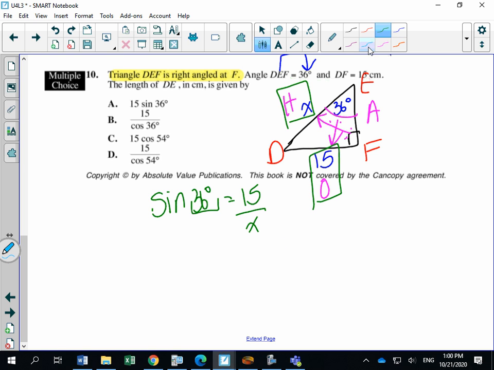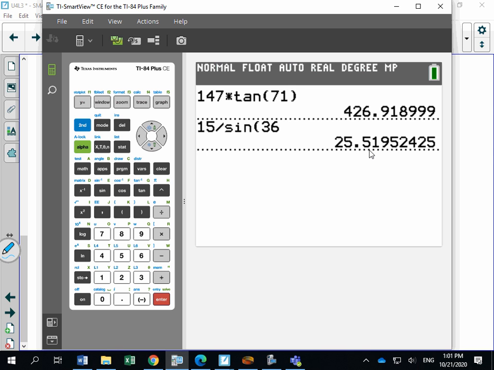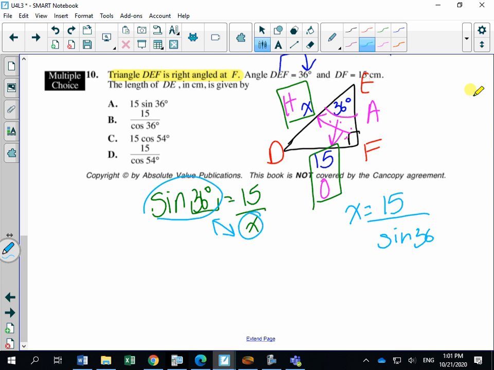Okay, so we're going to calculate what this answer is. So X is on the bottom. I got to do that switch. X is equal to 15 over the sine of 36. And then you look at your answers and you're like, well, wait a second. None of those answers are there. So here's what you do. Let's calculate what this is. 15 over the sine of 36. So 15 divided by the sine of 36 is 25.5. That's what my length has to be. So that side has to be 25.5.